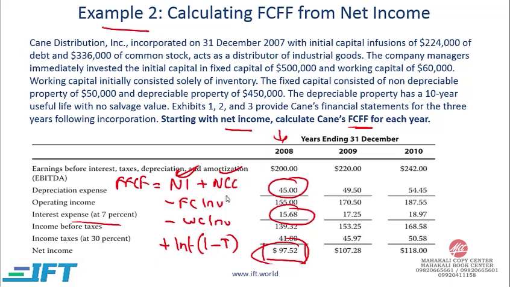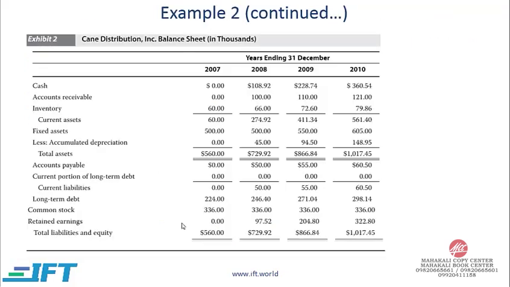What's not given on these slides is these two numbers, fixed capital investment and working capital investment. So let's go to the next slide. If you look at 2008 and you look at fixed assets, the fixed assets stayed at 500. So at least for 2008, remember these are end of year numbers, we are saying that in 2008, the fixed capital investment was 0. What about the working capital investment?